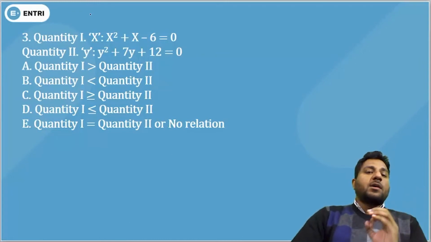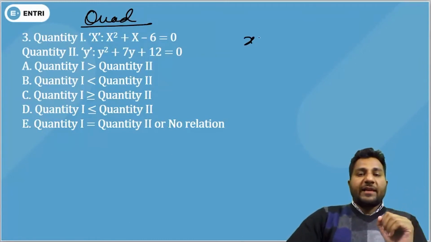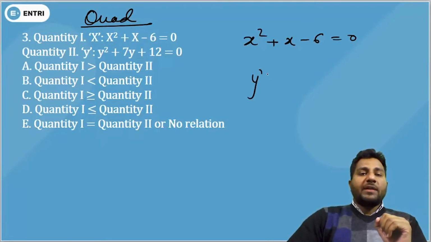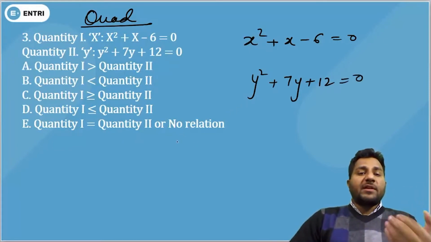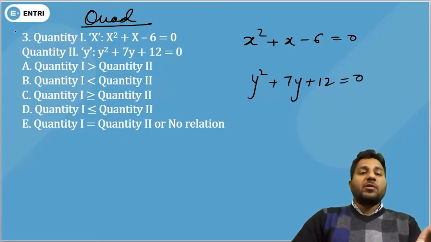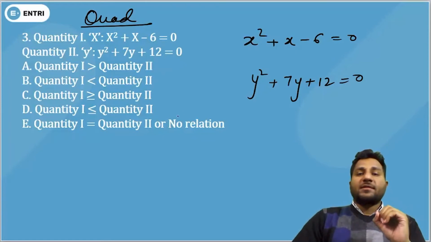It is a quadratic equation. Look at this: x square plus x minus 6 is equal to 0, and y square plus 7y plus 12 is equal to 0. I have already made several live classes in which I covered the quadratic equation section, and I have told you how to solve this section.